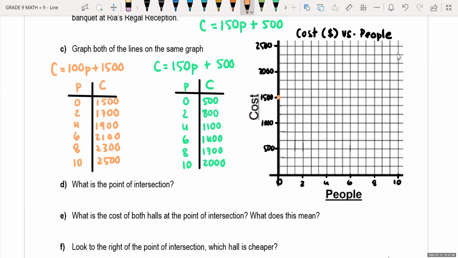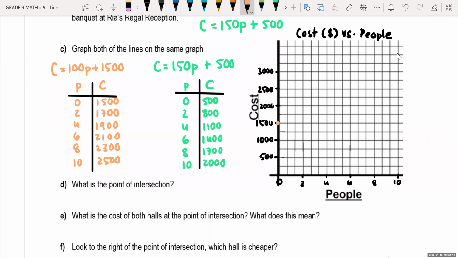Shall we commit to this or should we change it? I think we're going to change it. That's a really awkward scale and it's just going to mess us up. So instead, I think I'm going to just skip a line and go up by 500. This just makes it a little bit easier for me to guess where my numbers would be.